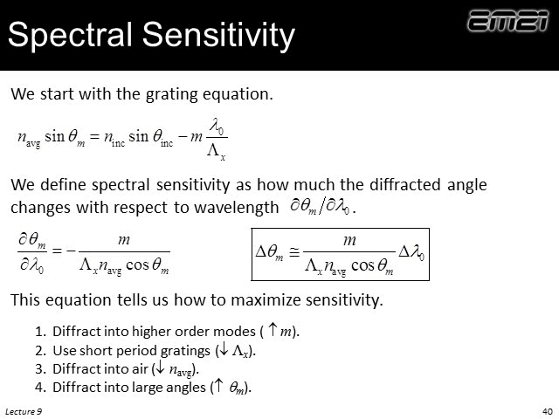Well, in contradiction to that is the next one. The grating period is in the denominator. So in order to make the sensitivity big, we want that small. Well, in order to diffract into higher order modes, we need a long period grating. So those two contradict each other a little bit. The average refractive index is in the denominator. We want that small, so we want to diffract into air. The cosine theta m, we want that small, which means we want the angle large. We want to diffract into large angles. So we want to use large angles.